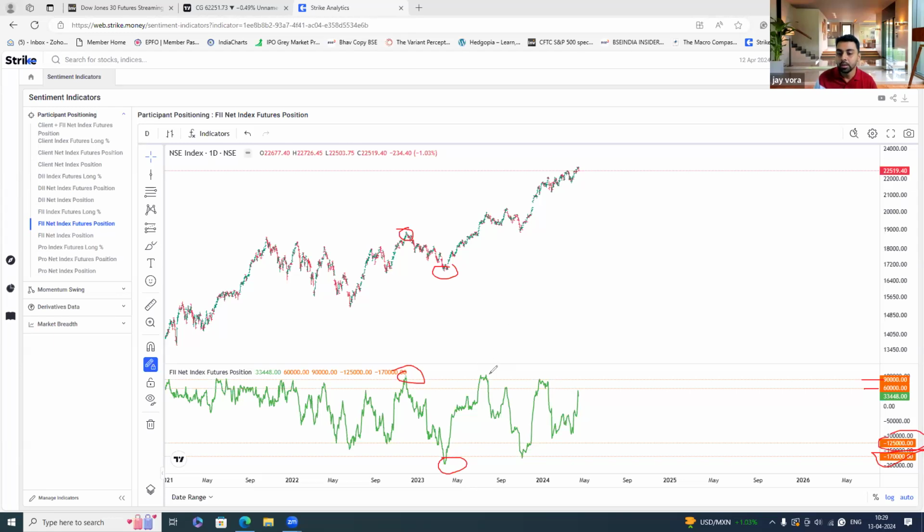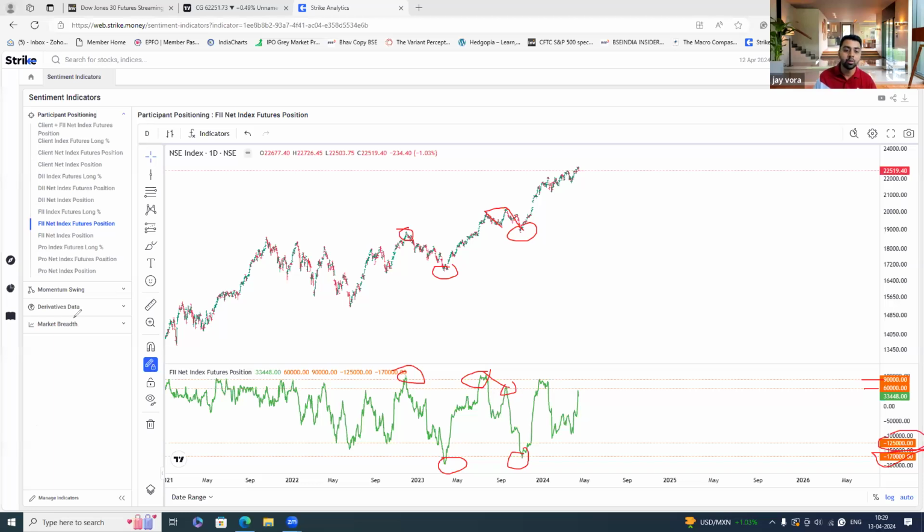Okay, here we saw a divergence. Okay, but each time, I mean, it respected those levels. So 90,000, 60,000, and you got a peak from here. Okay, so here also we got a 4-5% correction. Here we got a 6-7% correction, and over here also you could see record shorting that was happening, and after that there was a big up move that we saw.